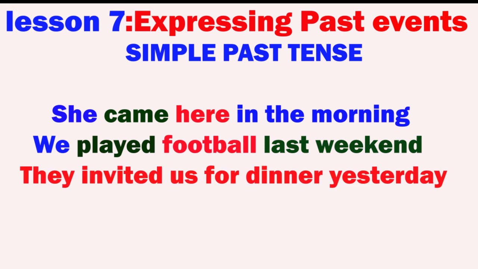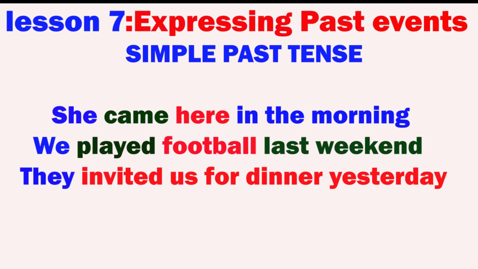You can also take an example from this sentence. They invited us for dinner yesterday. The subject there is they, as we have agreed. The verb is invite, which was added with ed and becomes invited. And the indicator there is yesterday, as we said that we needed to include time markers like yesterday, last, and ago.